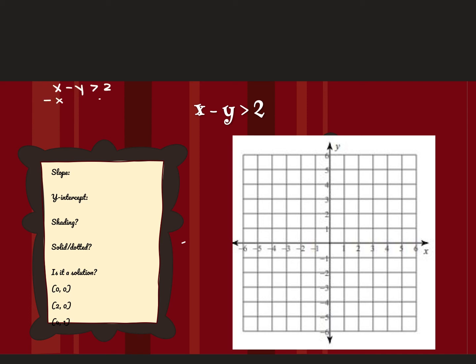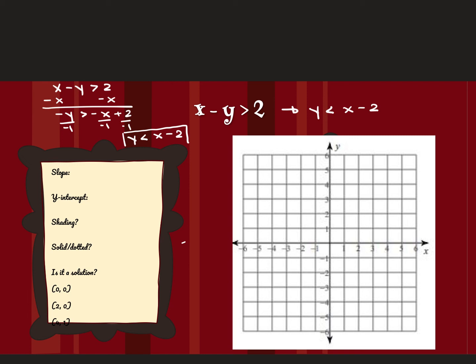So subtract x on both sides. Negative y is greater than negative x plus 2. Divide both sides by negative 1, or multiply by negative 1, because we cannot leave our y negative, and we get y is less than x minus 2. Remember, we have to flip the sign. So this now becomes y is less than x minus 2.